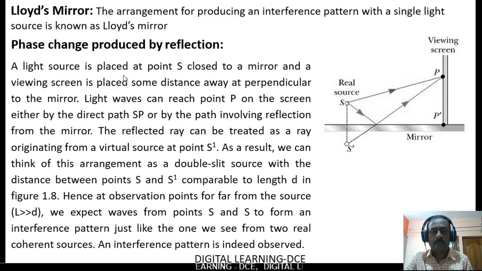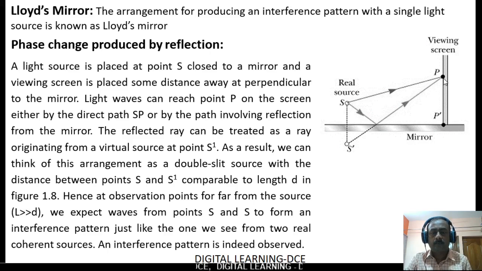Here a light source is placed at a point source S closer to a mirror, and a viewing screen is placed some distance away, perpendicular to the mirror. This one is the mirror, this one is the point source, this one is the viewing screen. Light waves can reach point P on the screen either by the direct path SP, like this, or by the path involving reflection from the mirror, like this. Here it is incident and gets reflected.